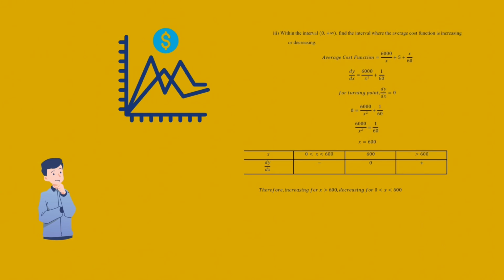And then in the table, x and derivative dy over dx. For 0 less than x less than 600, dy over dx is negative. At x equals 600, dy over dx is 0. For x more than 600, dy over dx is positive. Therefore, increasing for x more than 600, decreasing for 0 less than x less than 600. Thank you.